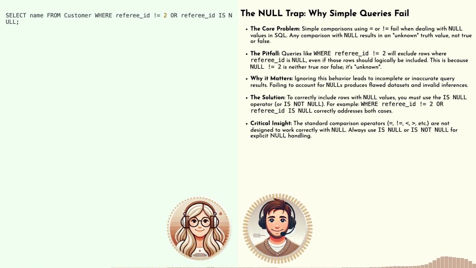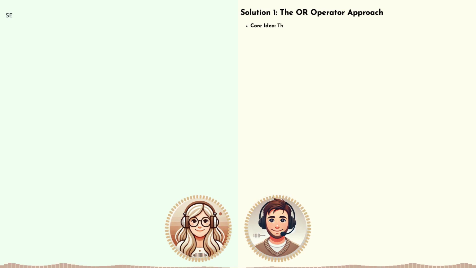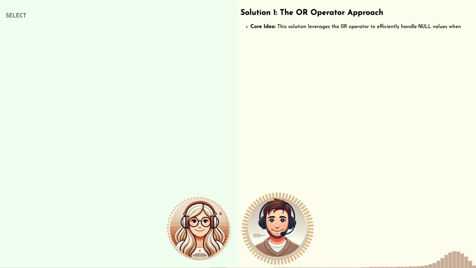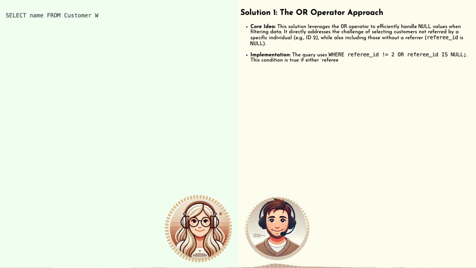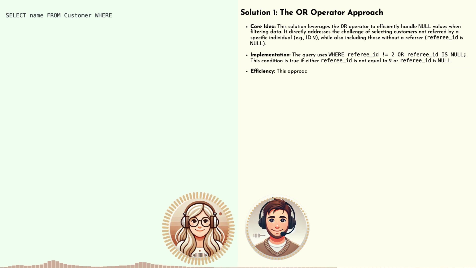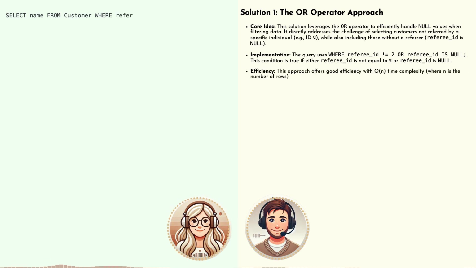Okay, all right. So our initial approach hits a snag. Yeah. How do we get around this and make sure we're not excluding those customers with a NULL referee? What's the first solution that comes to mind? Well, think about what we're trying to achieve. We basically need 2 conditions to be met. Either the customer's referee is not 2 or it's NULL.